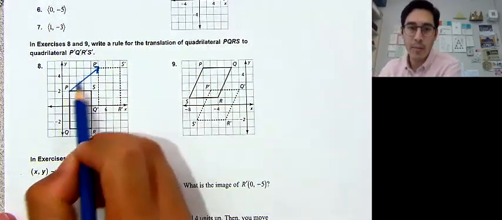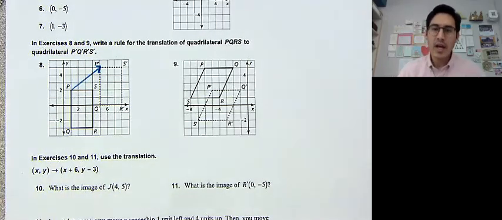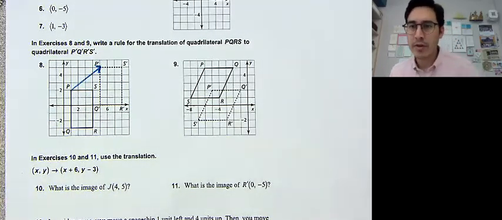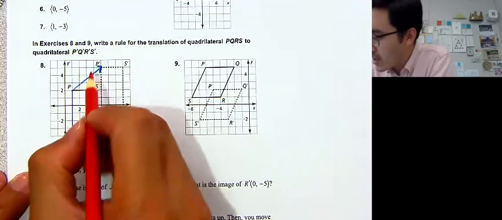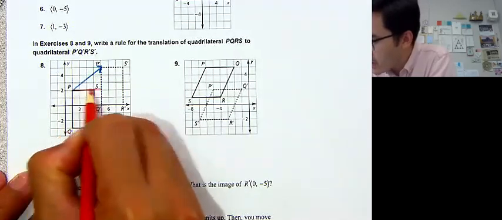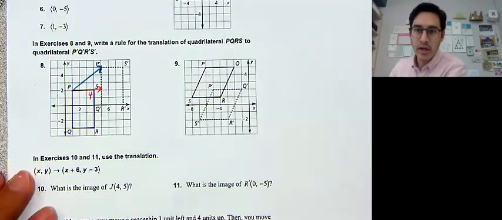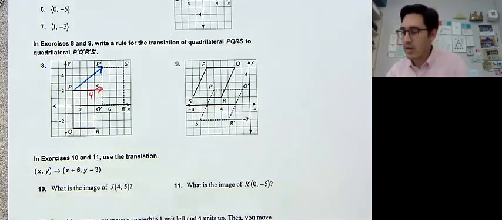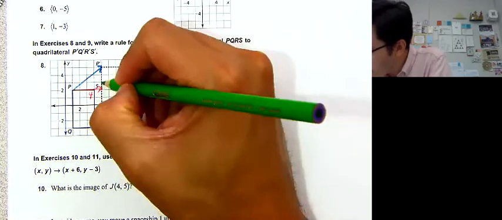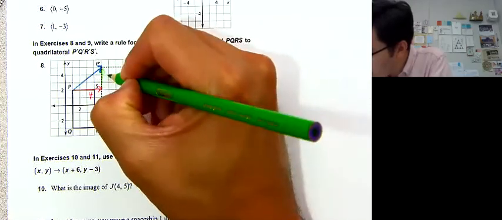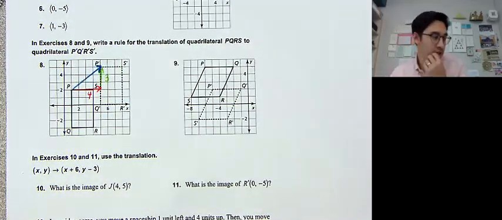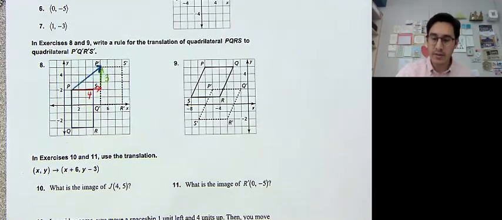It's going up and to the right. And then I want to break that vector up into its components. So the horizontal component is 4, right? Because we're going to the right in the positive direction. The vertical component is 3 because we are going up 3 units.